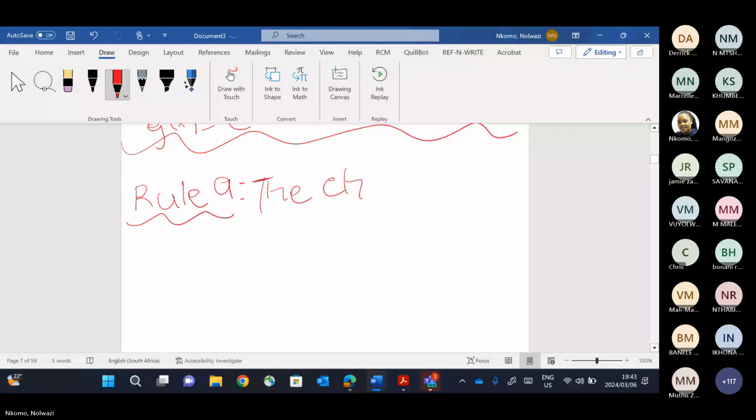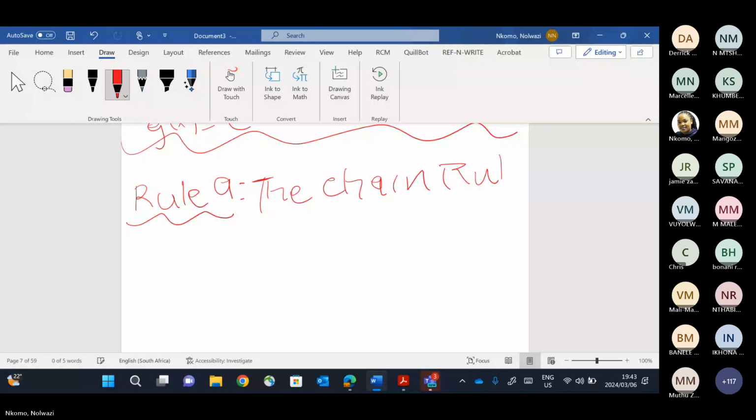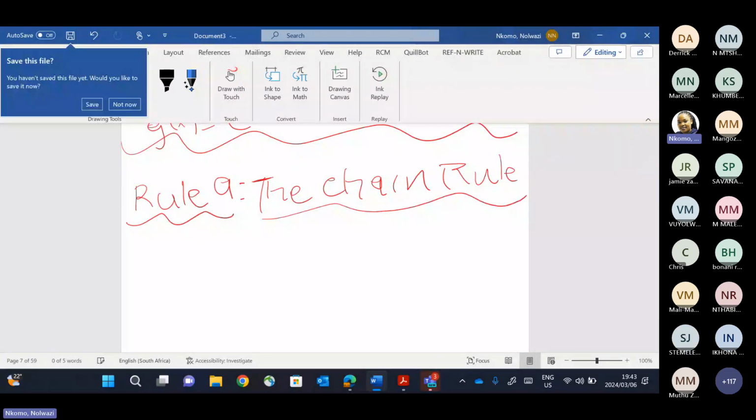Right. The chain rule. Sometimes this rule is called a function of a function. Because this means you'll have an inside function and an outside function, because you'll have 2 functions here.